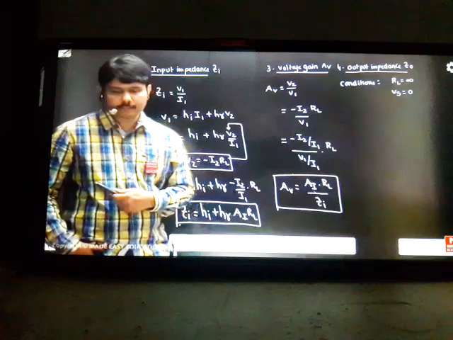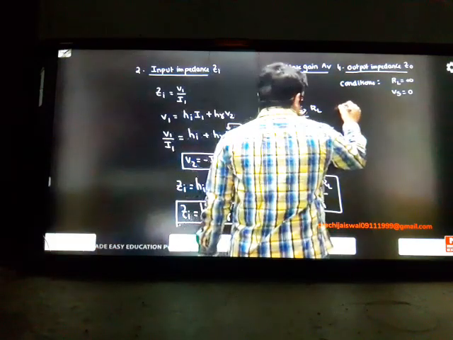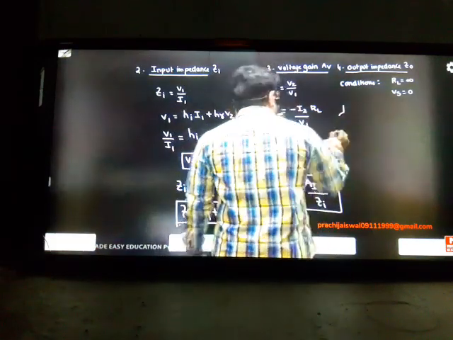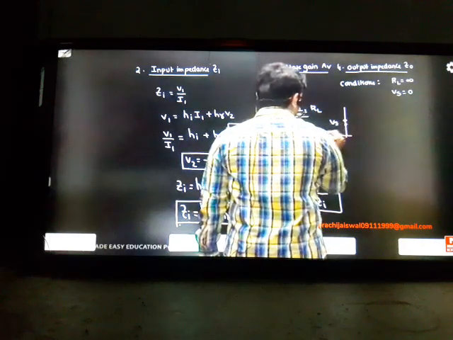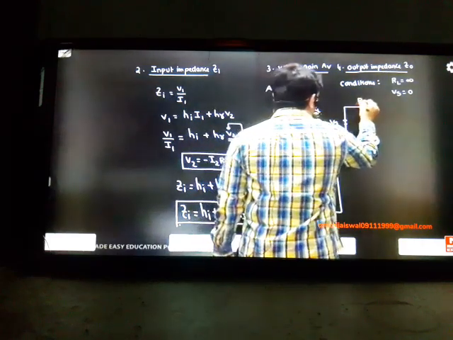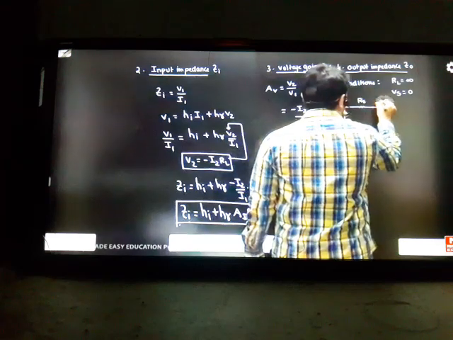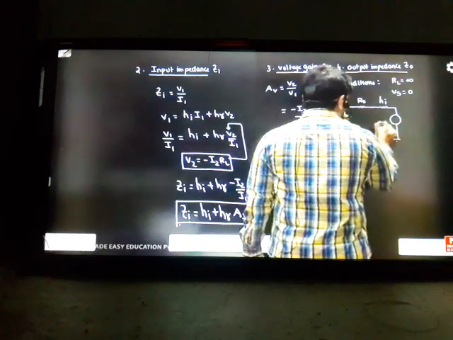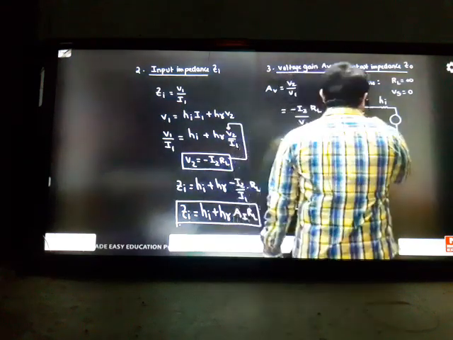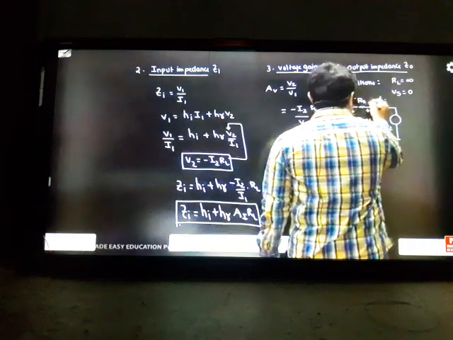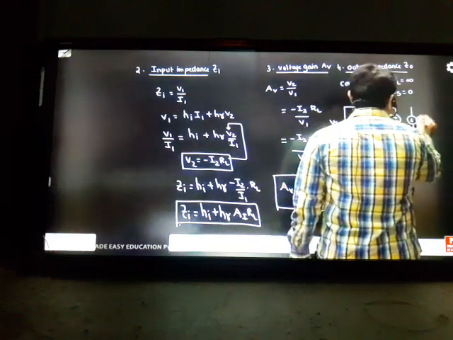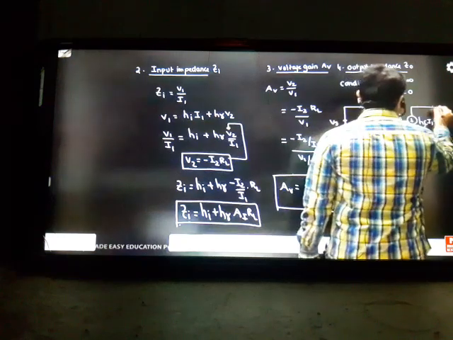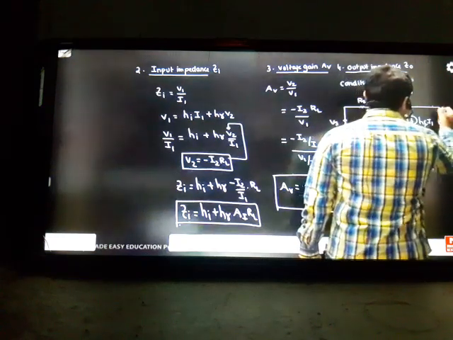Voltage source you make it as 0. If you make the voltage source 0, how does the model look? The total model looks like this. You will have a short here, your Vs became 0. Next we have Rs. Next we have Hi. Next we have source HR into V2. This is V1 and this is your I1. Next we have a current source HF into I1. Next we have 1 by H0.